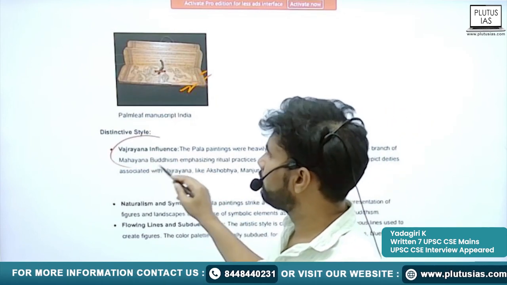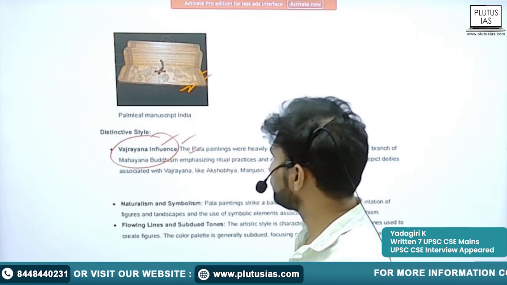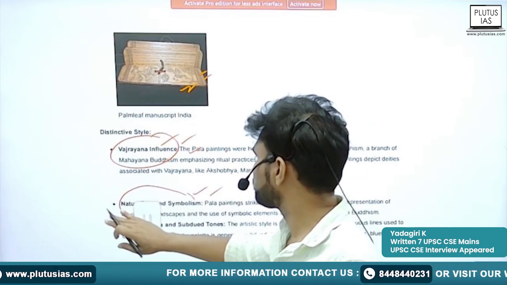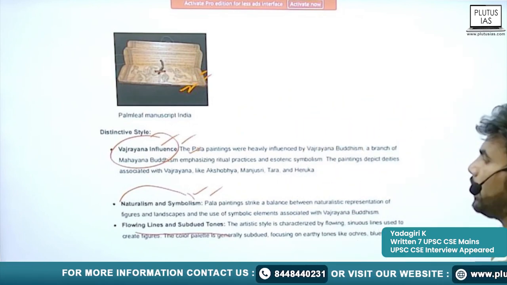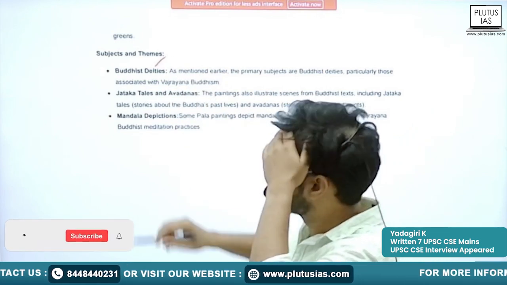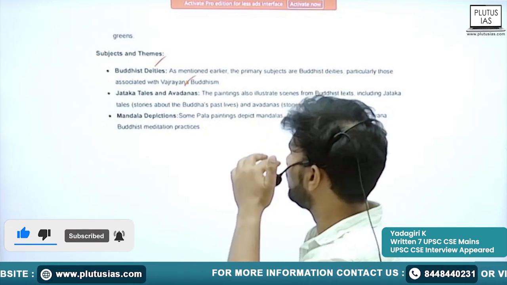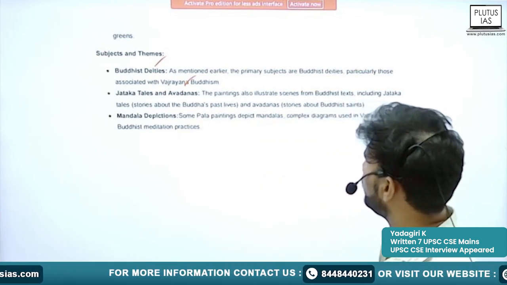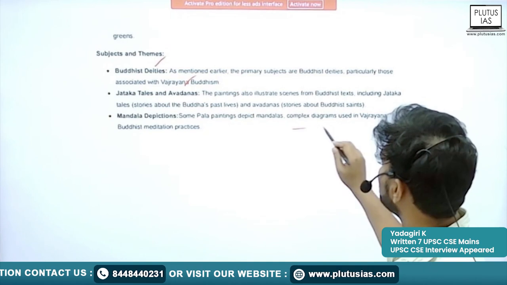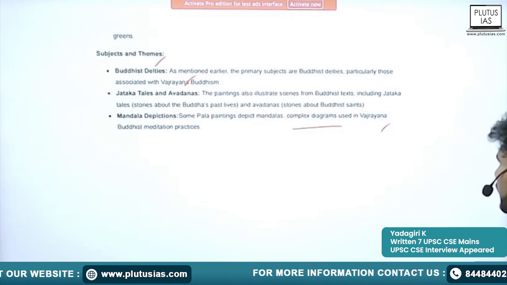You will also see the Vajrayana style of Buddhism, or Vajrayana school Buddhism, in these paintings. Naturalism and symbolism have been depicted in the miniature paintings, right? You will also find flowing lines and subdued tones in the paintings, right? Subjects and themes: Buddhist deities have been depicted. Jataka tales and avadanas have been the major themes. Mandala depictions you will also see, right? These mandalas are complex diagrams used in Vajrayana Buddhist meditation practices, right?